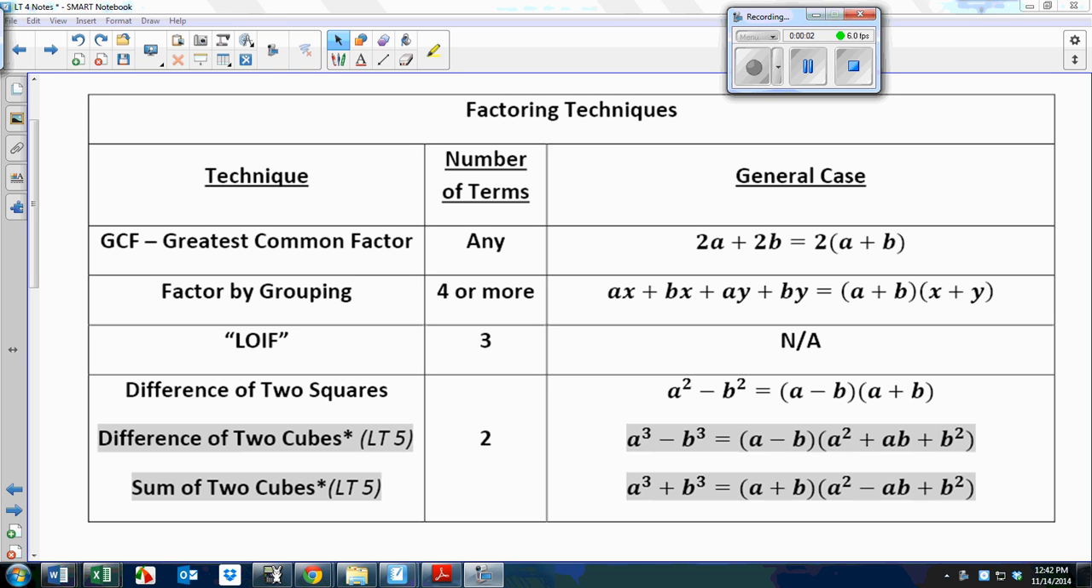All right, now here we go. Learning target 4. In factoring polynomials, there are several techniques to factor them. These are the techniques that I use and the words that I use.